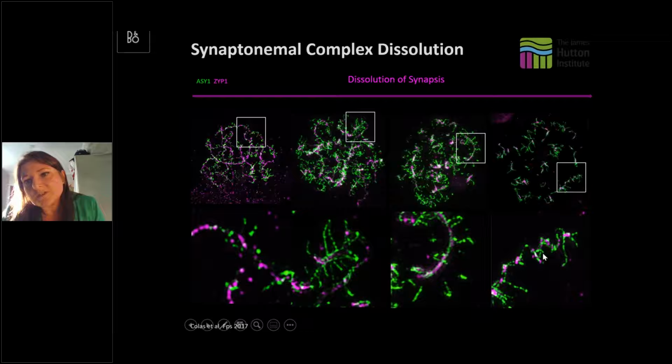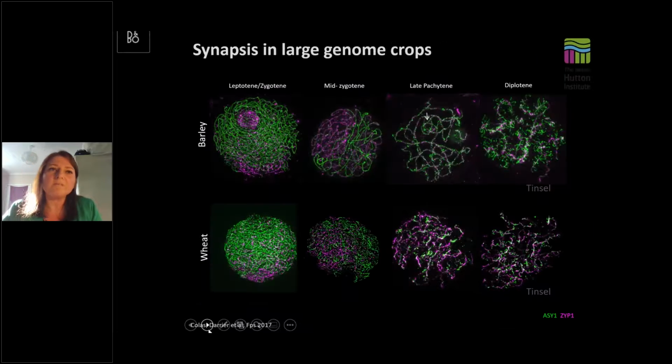And of course, when it's almost dissolved, you see that there are only little patches remaining, until there's absolutely no ASY1 remaining on the chromatin, until it actually comes back.